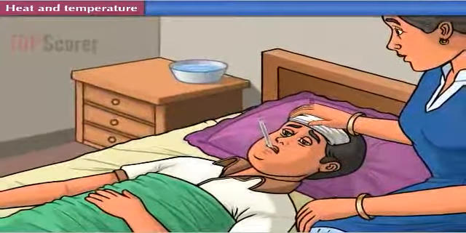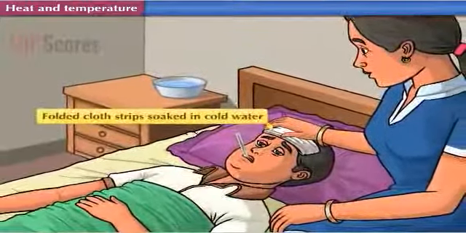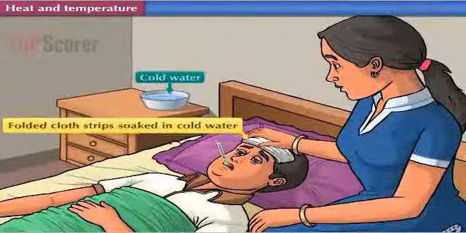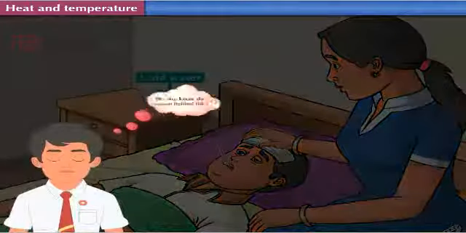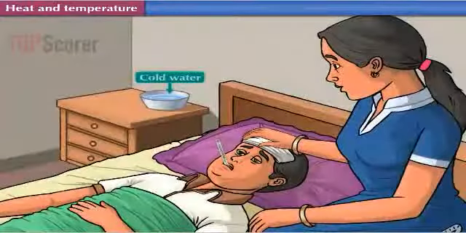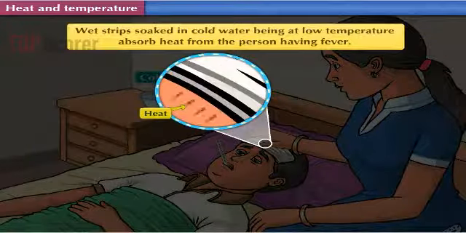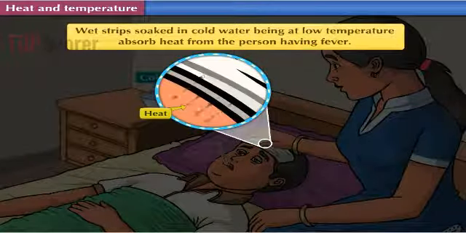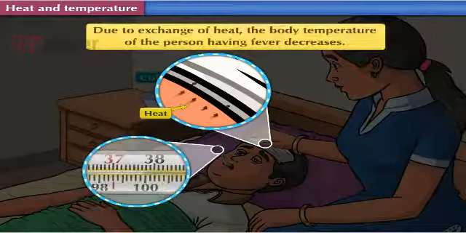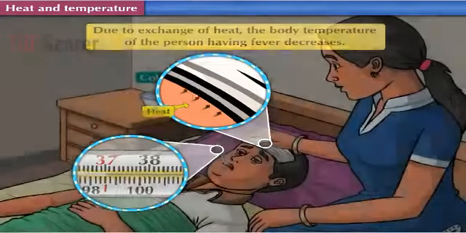You might have seen when someone at home gets high fever, mother puts folded cloth strips soaked in cold water on the forehead of the person. Do you know the reason behind this? Correct. Wet strips soaked in cold water being at low temperature absorb heat from the person having fever. Due to exchange of heat, the body temperature of the person having fever decreases.